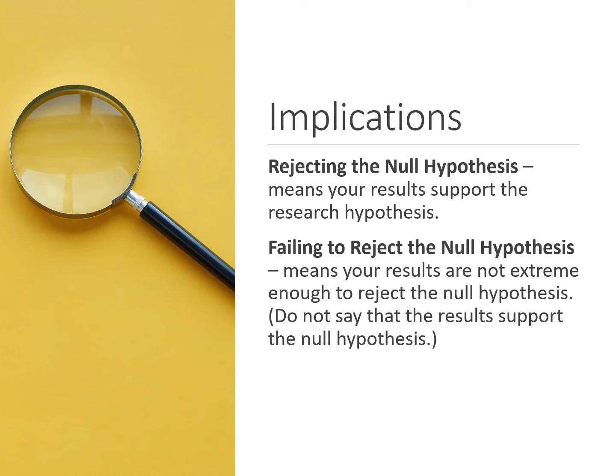Sometimes, however, we do find that we fail to reject the null hypothesis, and that is how we say it. We fail to reject the null hypothesis. It means our results are not extreme enough to reject the null hypothesis. We do not say that our results support the null hypothesis. Remember, the null hypothesis is almost like the enemy here. We don't want to support the null hypothesis. We're just failing to reject it, okay?